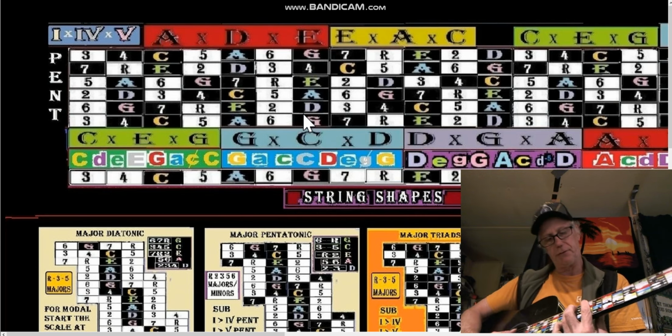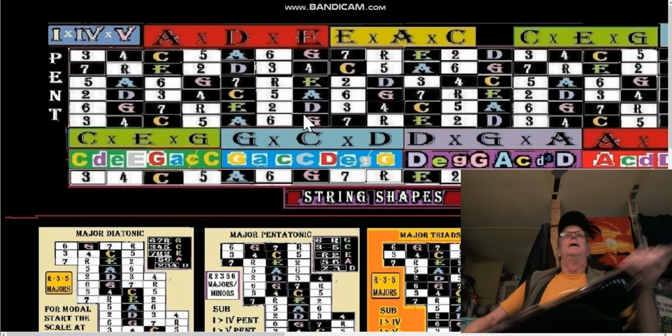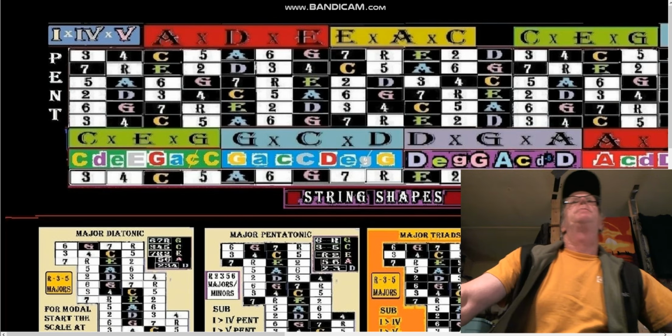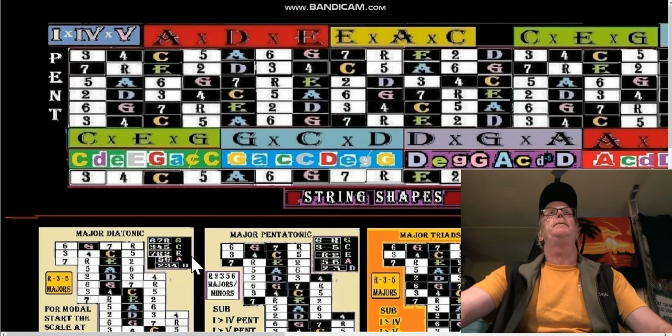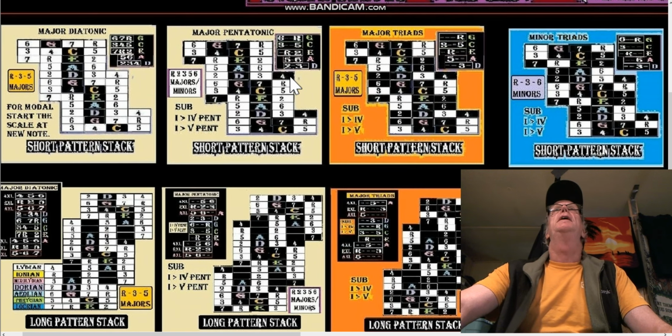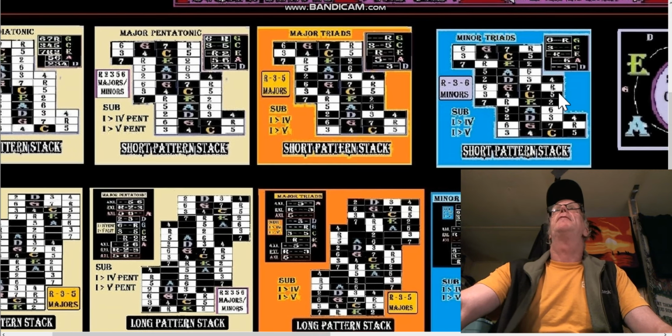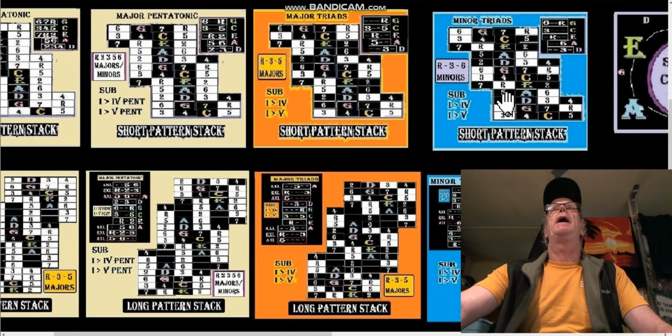Okay, so the string shape of the bottom string is called the G shape. 6, 7, root. Okay, so that's what the string shapes are, and what we're working on is major diatonic, major pentatonic, major triads. Okay, and then we have minor triads. All right, now that's in the short patterns.